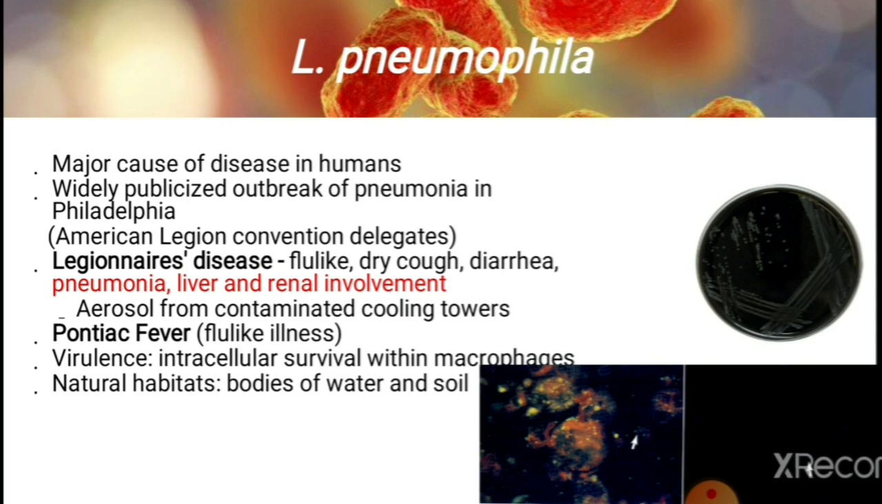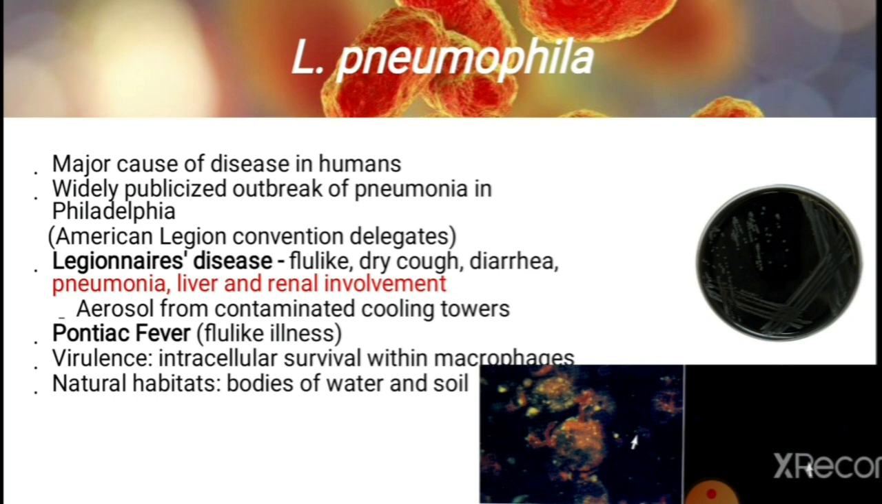So how can you get infected by this organism? By ingestion or inhalation of aerosols from contaminated cooling towers. And then Pontiac fever is a flu-like illness. The virulence is the intracellular survival of our organism within the macrophages. You can use charcoal as a detoxifying agent, and this can be made selective by the addition of cefamandole, anisomycin, and/or polymyxin B.